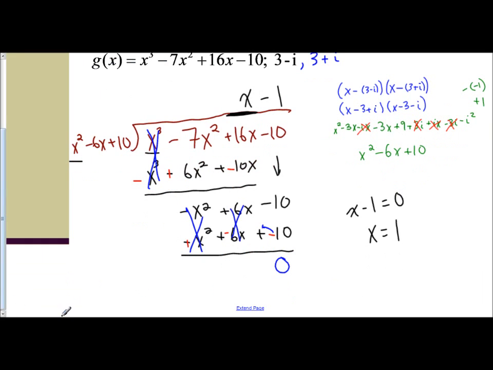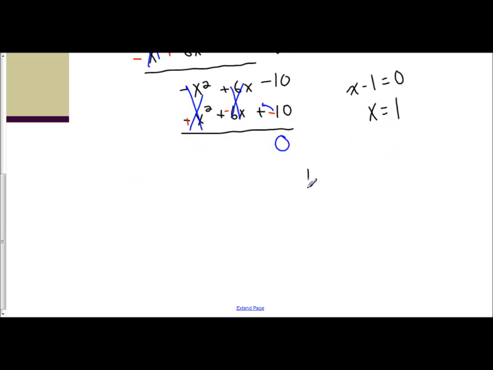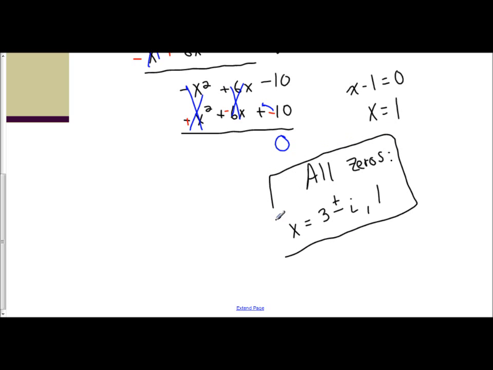If we want to state all of our zeros, we need to include the originals, which we were given 3 minus I. The conjugate tells us 3 plus I. So one of our zeros is 3 minus I, the other is 3 plus I, and we found the third one to be x equals 1. And so those are all of our zeros.